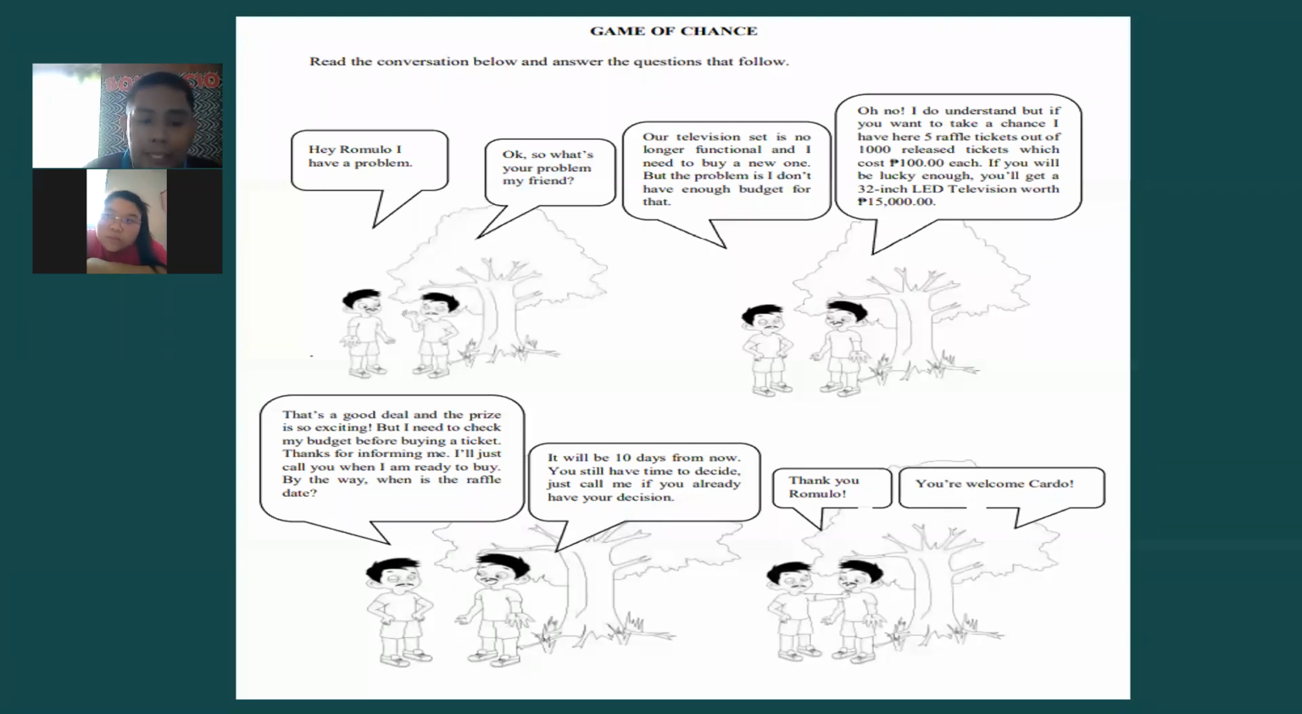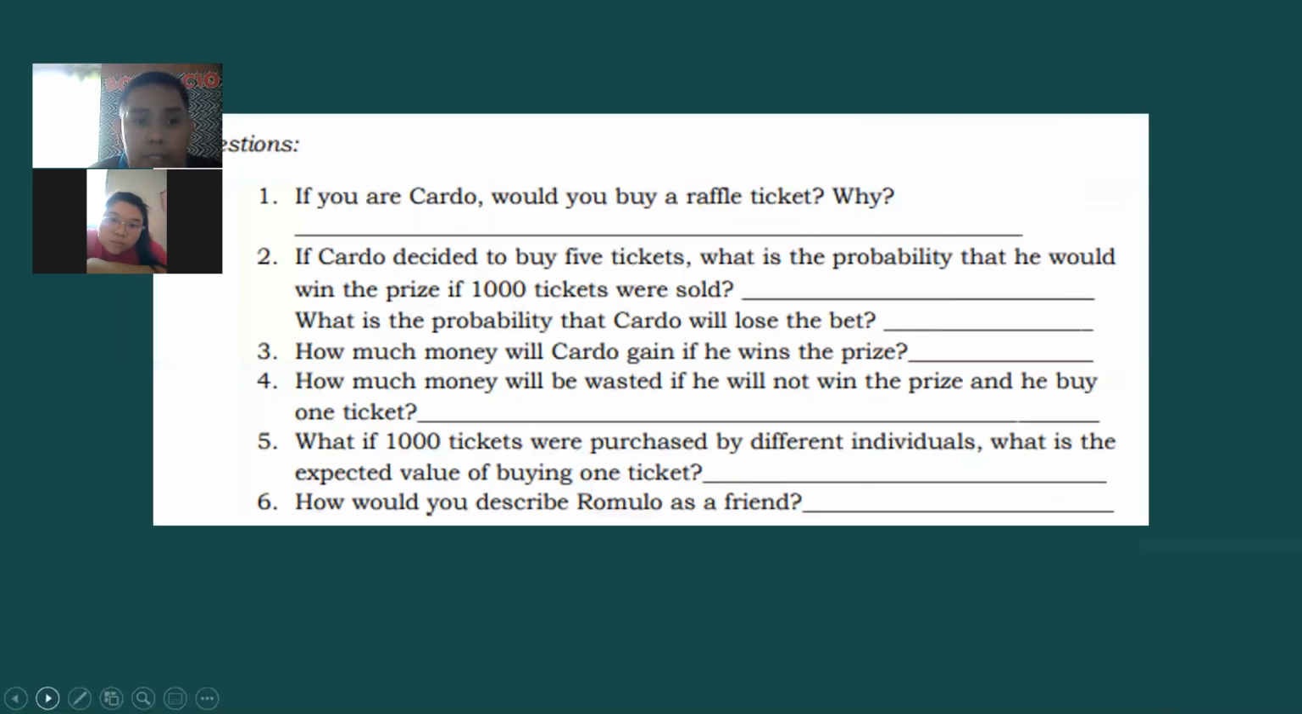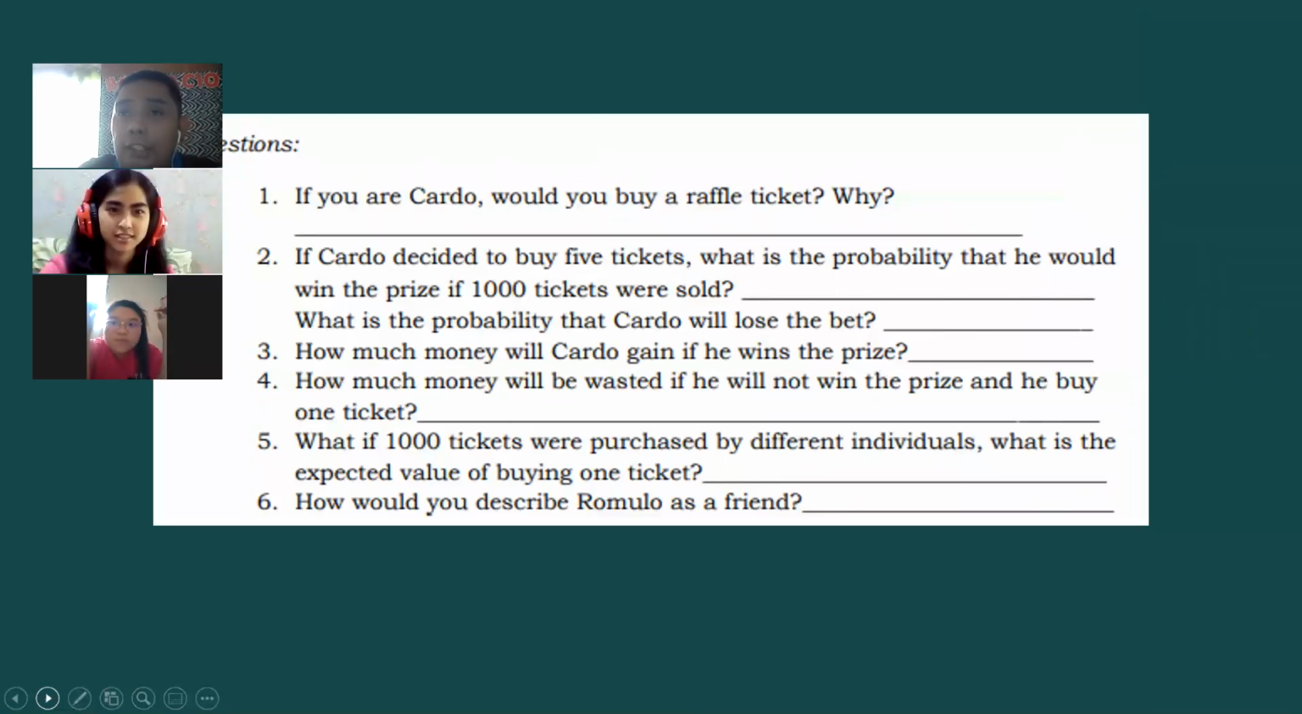So, let's answer the following muna. Okay? If you are Cardo, would you buy the ticket and why? Any idea? Kung kayo, you can open your mic. Tataya ba kayo? Yes po, sir. Nataya ba kayo sa mga raffle?